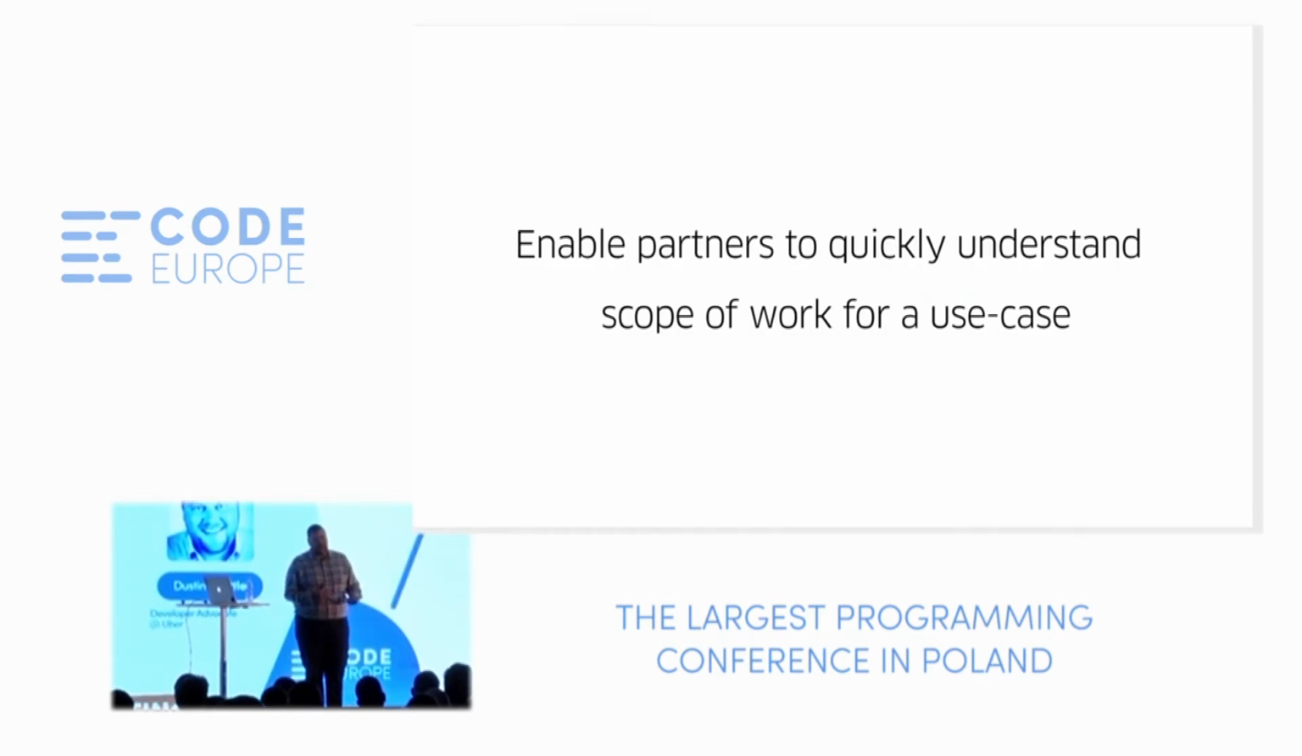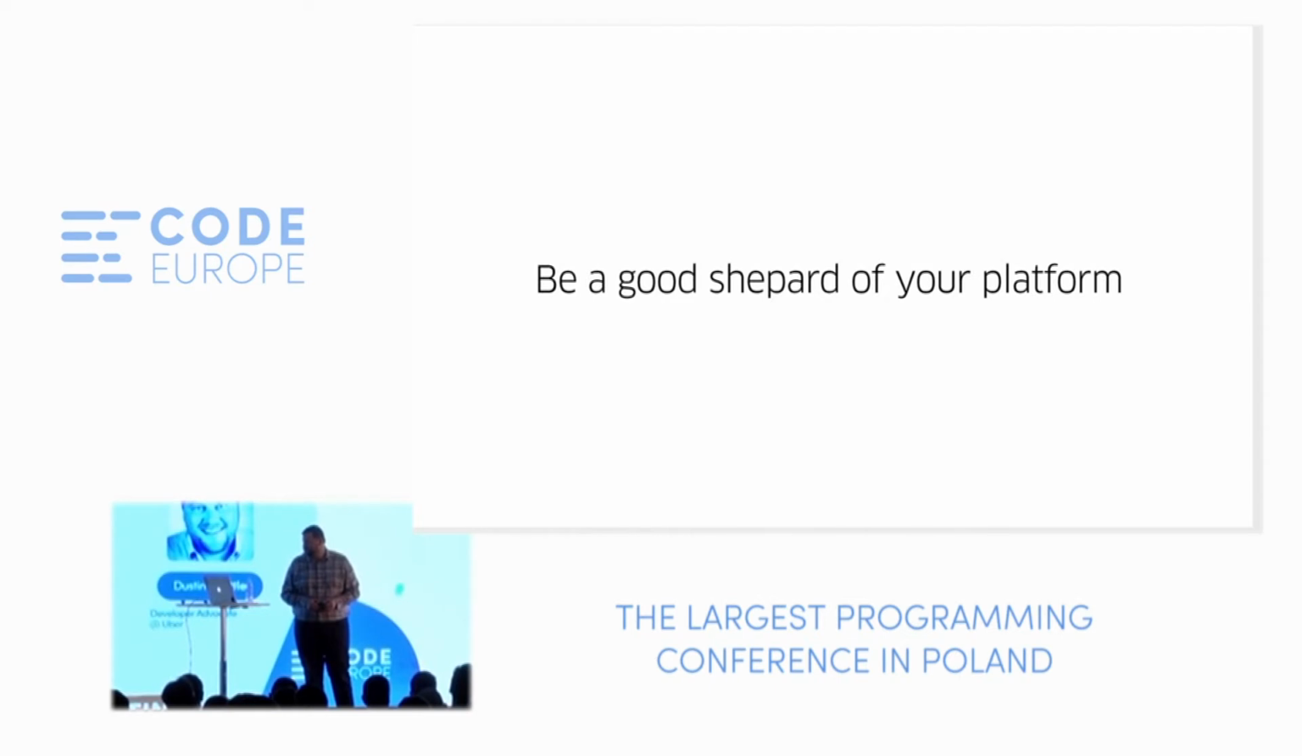But the other part about getting started is having partners understand the scope of work for a particular use case. A REST API integration is much more work than just deep linking into the Uber app. And so when you're making a product decision on whether you should do an integration or not, you really need to understand the scope of work you're agreeing to. And so we started to segment based on use cases and started to indicate the scope of work for each different use case.